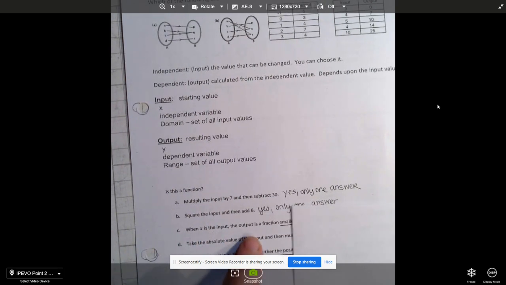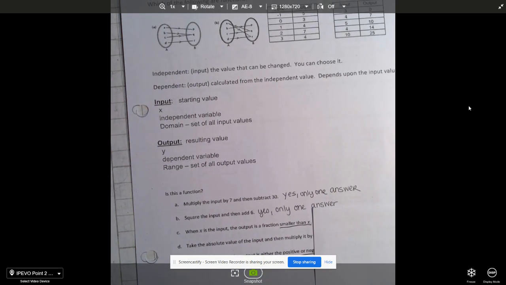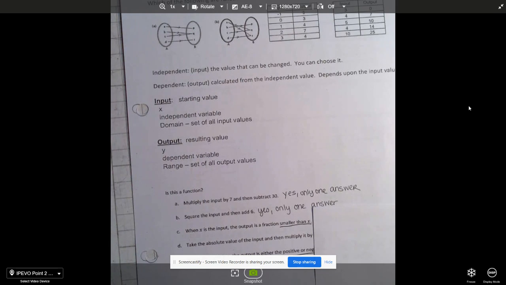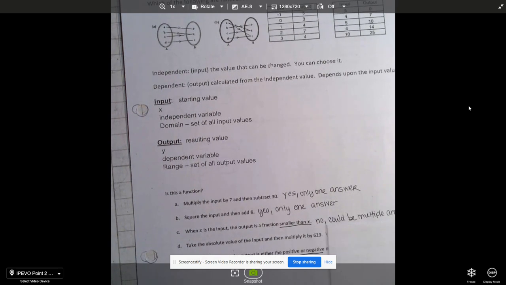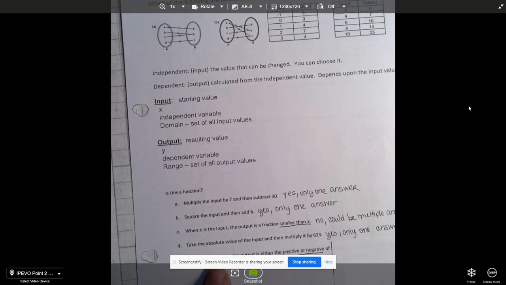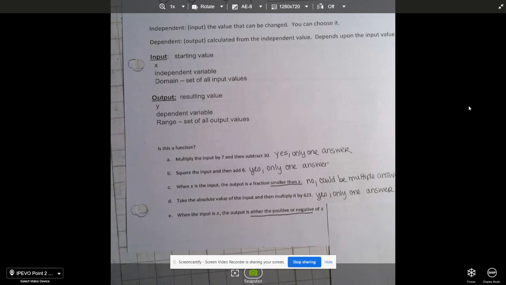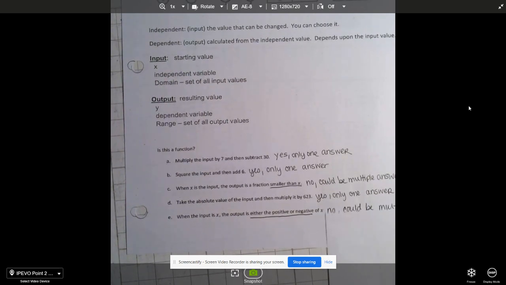When x is input, the output is a fraction smaller than x. Well, there are lots of fractions smaller than x, so I could get more than one answer. So no, that is not a function. If I took the absolute value of the input and then multiply it by 623, well, there's only one absolute value of a number, and when I multiply it by 623, I'm only going to get one answer. So yes, that's a function. When the input is X, the output is either a positive or negative of X. Well, if I'm going to get a positive or negative, I'm going to get two answers. So no, that is not a function.